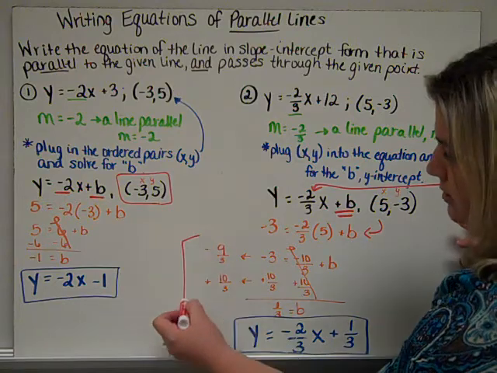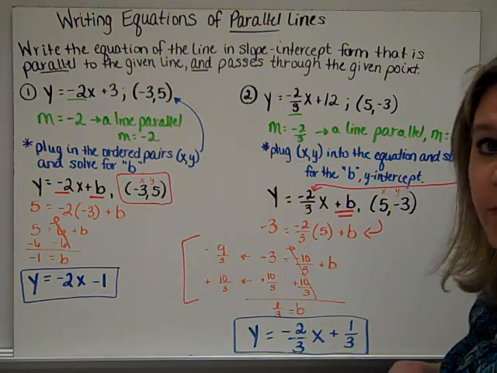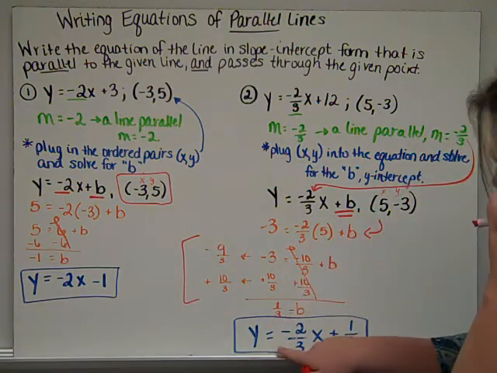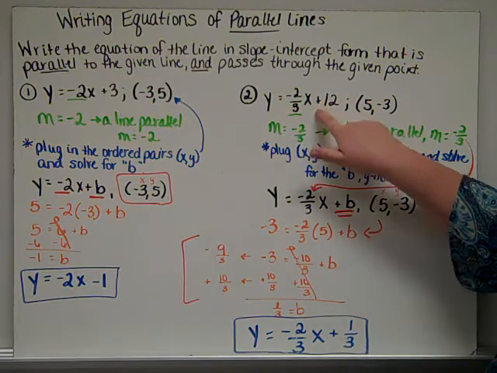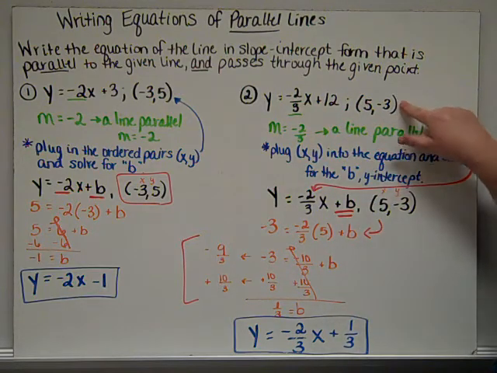Remember here, you got to get a common denominator, okay? All right, so y equals negative 2/3 of x plus 1/3. So this line is parallel to this line, and this line goes through that point.